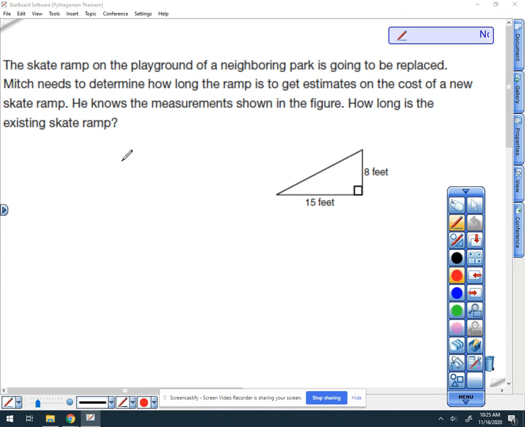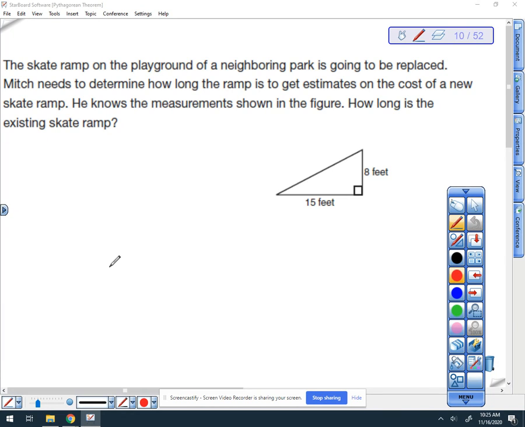So the skate ramp on the playground of a neighboring park is going to be replaced. Mitch needs to determine how long the ramp is to get an estimate of the cost of the new skate ramp. He knows the measurements shown in the figure. How long is the existing skate ramp? So he knows that this is 8 feet, this is 15 feet. How long does this need to be? So pause the video and see what you come up with.